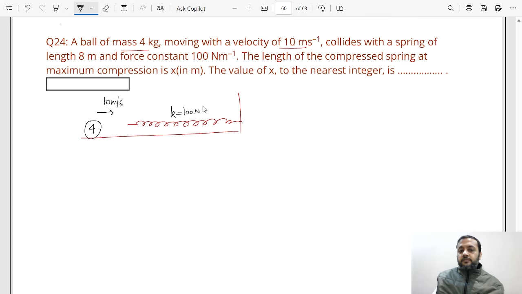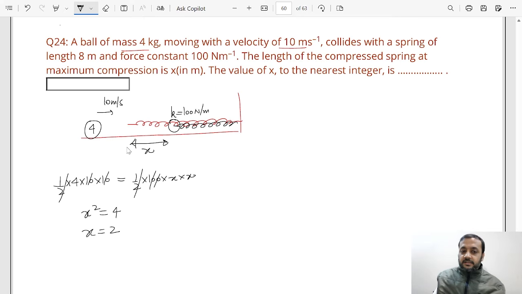So at maximum compression, suppose this ball collides and compresses the spring till here, so the spring will be like this. This is the value of the maximum compression x. We can say that the kinetic energy of the ball, half m v square, would have become the potential energy in the spring, half into 100 into x into x. So half and half gone, 100 gone, so x square becomes 4, that means x becomes 2. That means the compression in the spring is 2.